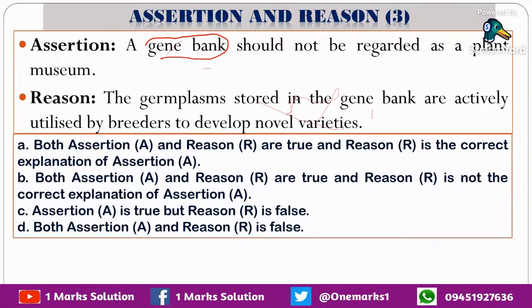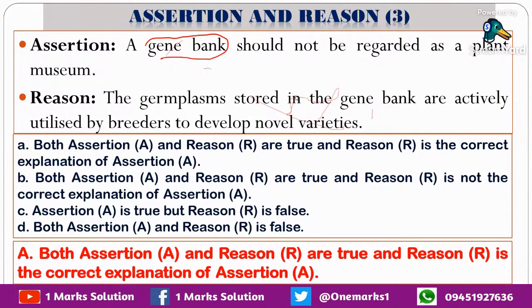Whether in plant breeding or animal breeding, the germplasm stored in the gene bank is used for that. That is its function. So both assertion and reason statements are correct, and the second statement gives a proper explanation for the assertion. So the option is A.